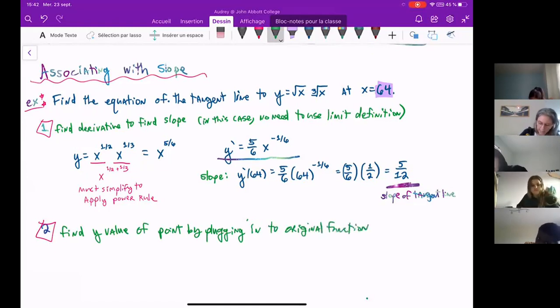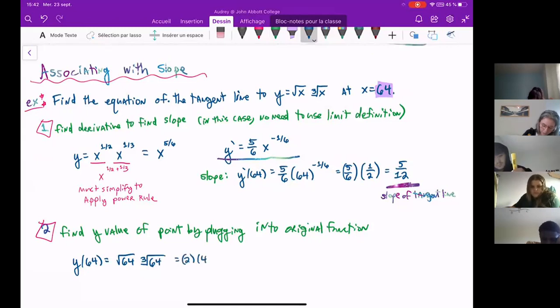So I'm rewriting out these steps just because I did them in a video, but you should technically already have these steps as well. Now we're just seeing it without the limit definition. In other words, I want to know what is y of 64. That's the square root of 64 times the cubed root of 64, which is 2 times 4, which is 8.